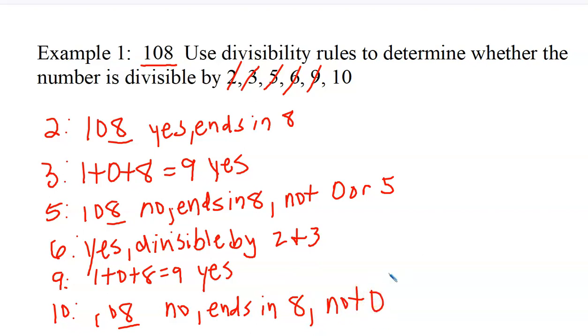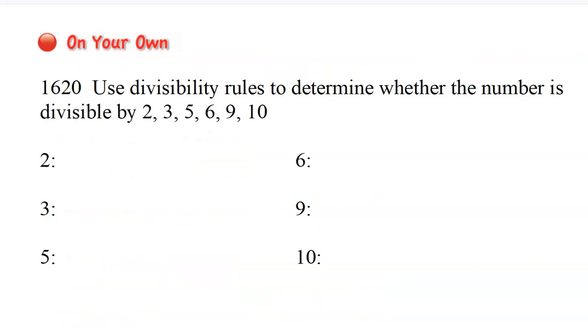Okay, so the last part of it is I want you to try to use the rules of divisibility to tell if the 6 numbers can evenly go into 1,620. Go ahead and pause the video, try it, and then I'll show you what I got. Okay, so I write 1620. I'm going to underline the ones digit, and I'm going to say yes. It ends in 0, right? The ones digit is 0.